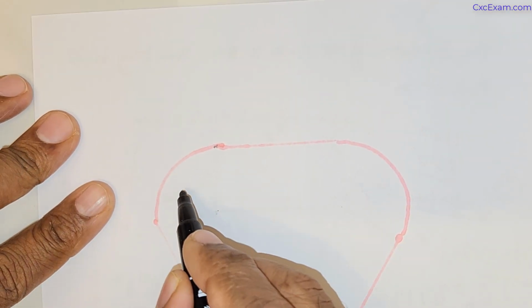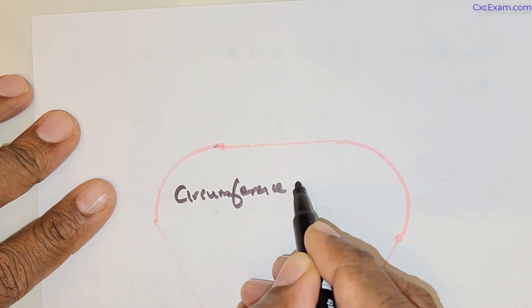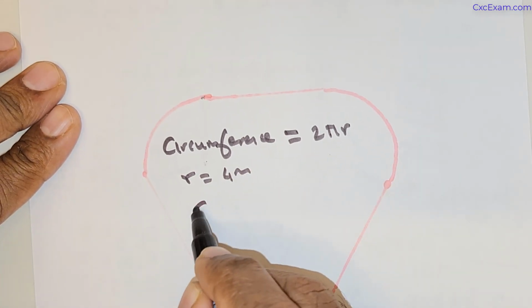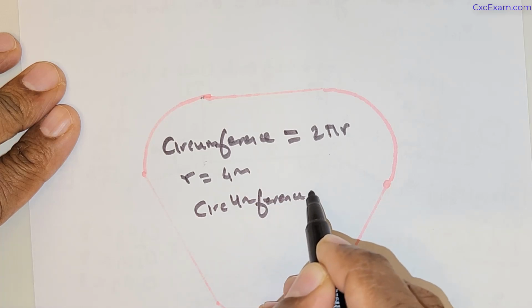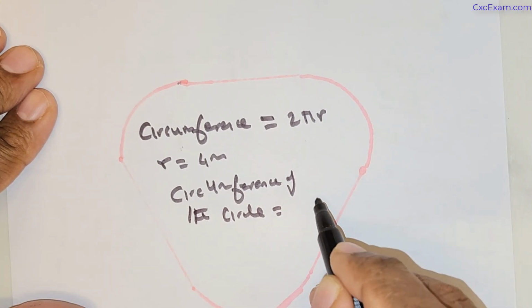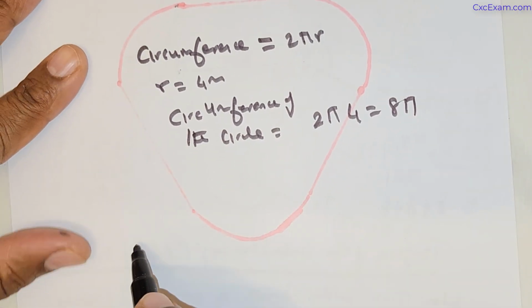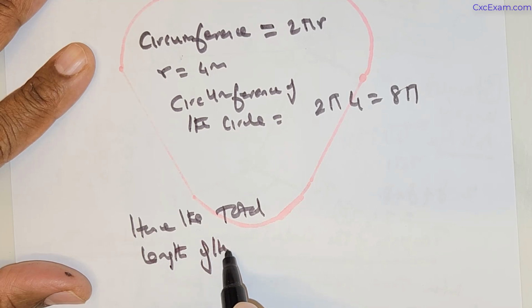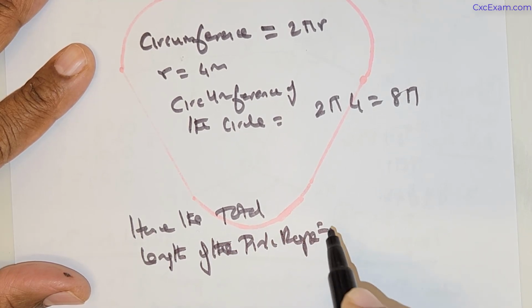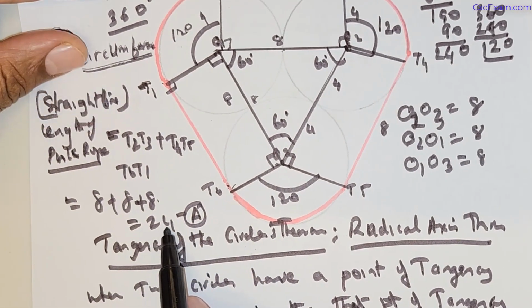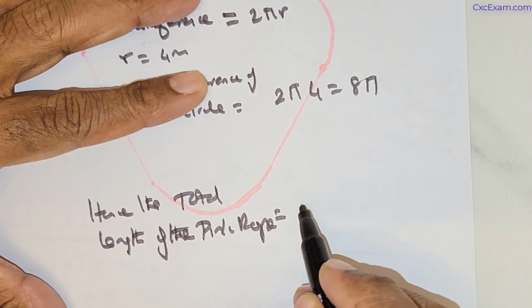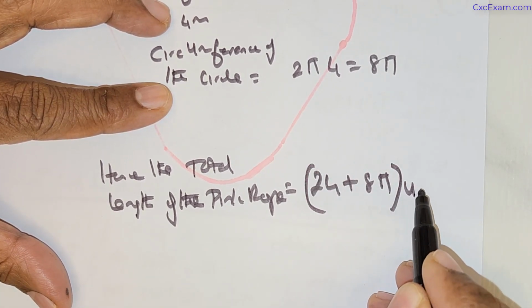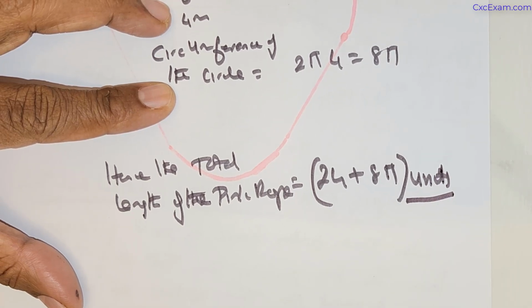So what is the formula for circumference? Let me write this down. Circumference formula is 2 pi r. But what is r? R is equal to 4 meters. So therefore the circumference of the circle is going to give me 2 times pi times 4, which is equal to 8 pi. So the total length of the pink rope is equal to what? For the first part, we got 24. So 24 plus 8 pi. And this is going to be the length. Right? So that is the final solution.